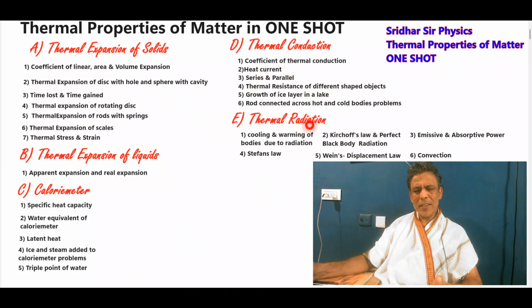Then come to thermal radiation. This is a simple conceptual topic. Cooling and warming of bodies due to radiation, Kirchhoff's law and perfect black body radiation, then emissive and absorptive power, Stefan's law, Newton's law of cooling, Wien's displacement law, and convection. So all these things we'll discuss in thermal radiation. So here are all the topics. I'll cover it within 2 hours.